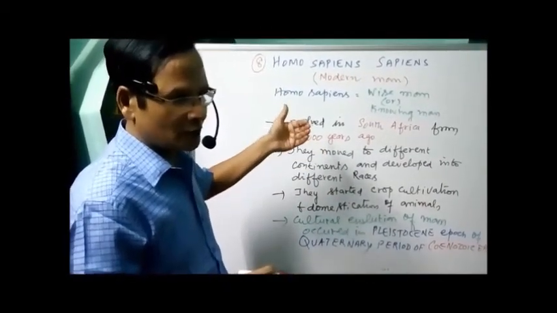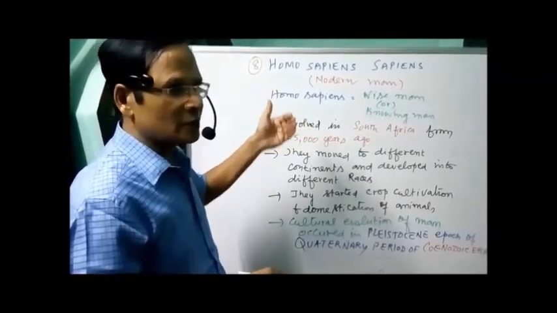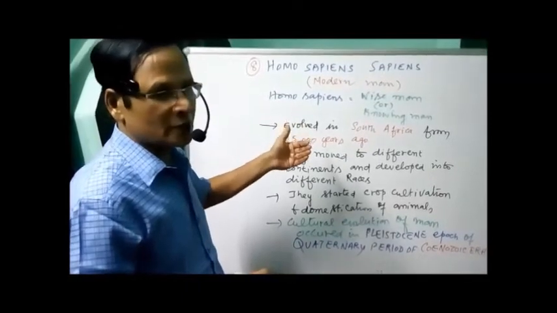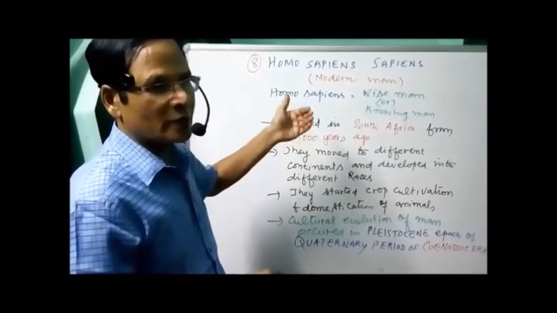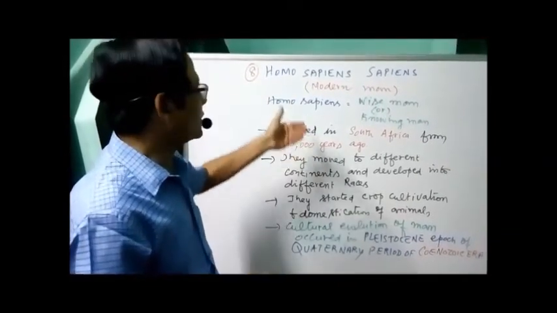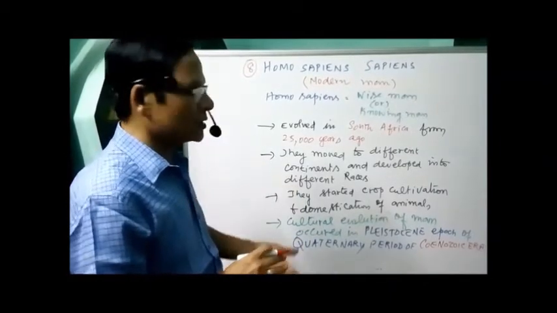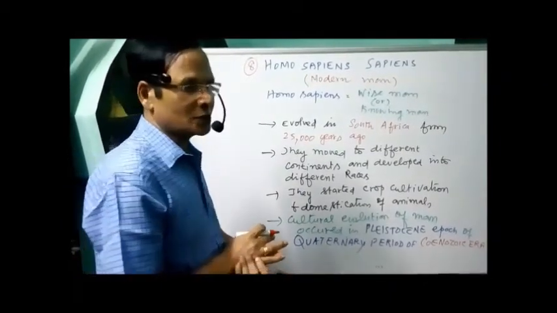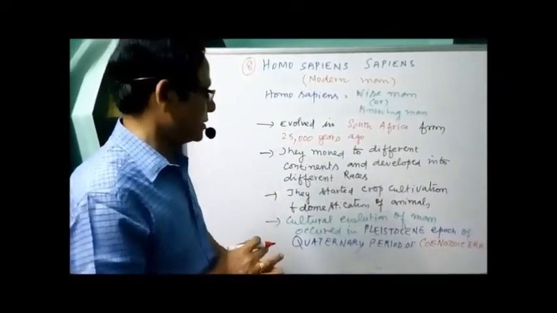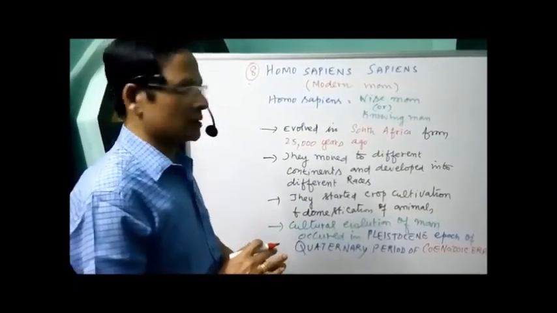Starting from Dryopithecus, then Ramapithecus and Sivapithecus, Australopithecus, Homo habilis, Homo erectus, Homo neanderthalensis, Cro-Magnon man, and finally modern man. Go through it in a stepwise manner. This was asked in last year's March question paper, that is in 12th standard. So that's a very important question also, read one by one.